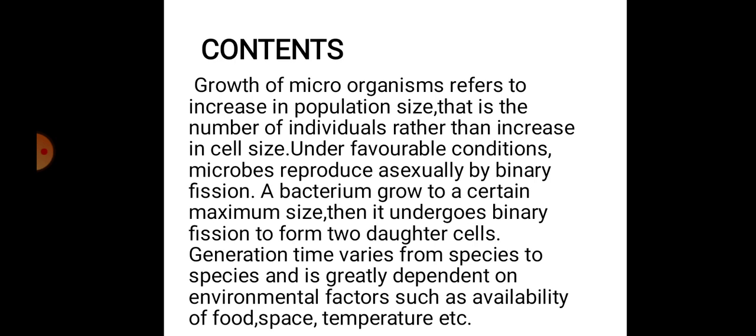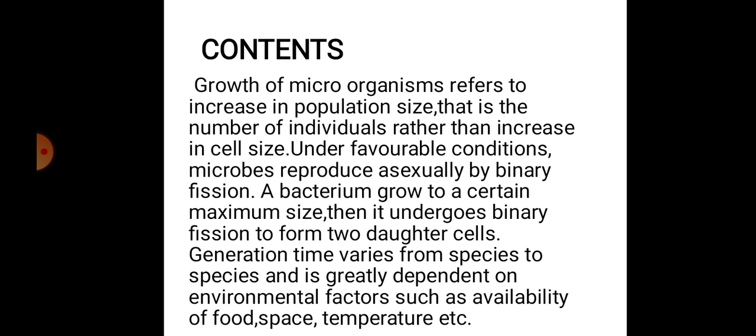Growth of microorganisms refers to increase in population size, that is the number of individuals, rather than increase in cell size. Under favorable conditions, microbes reproduce asexually by what we call binary fission. When we talk of binary fission, it is a situation where an organism grows to a certain stage at which it splits itself into two daughter cells. The organism that splits itself is the parent cell and the offspring is known as the daughter cell. A bacterium grows to a certain maximum size, then it undergoes binary fission to form two daughter cells. That is how microorganisms grow.